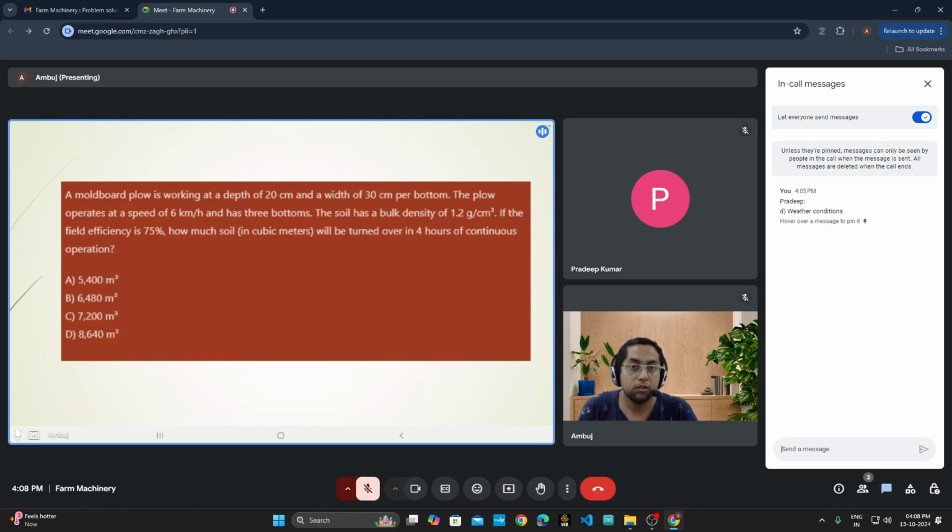No problem here also, as my habit is providing hint, so that you can solve. I'll provide you a hint. First of all, please do remember bulk density has no role to play. We are talking about the volume. Volume is area multiplied by length. This was the only hint. Try to calculate both of them, try to multiply. Then you will get how much soil in meters cube will be turned in 4 hours of continuous operation. If you want to utilize bulk density, please do try it also.